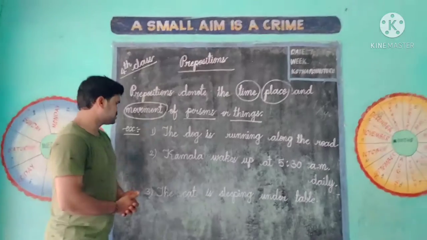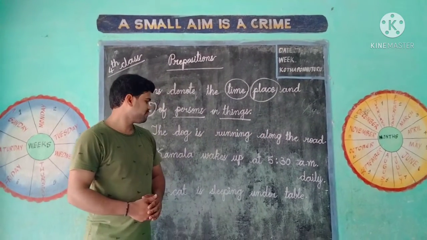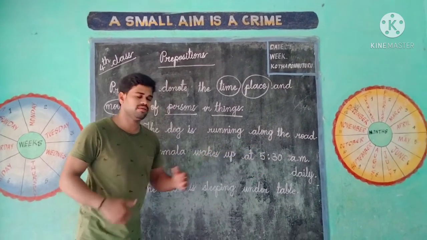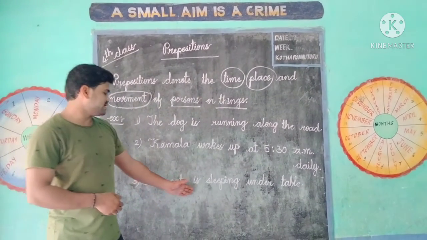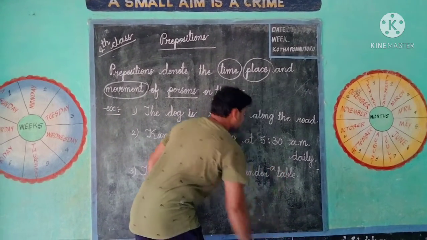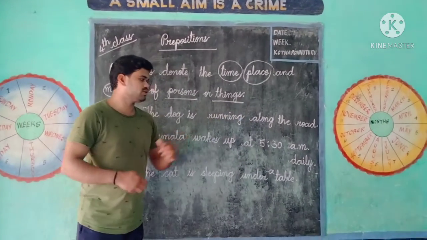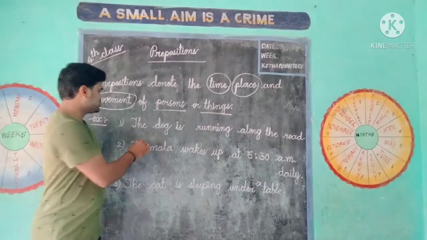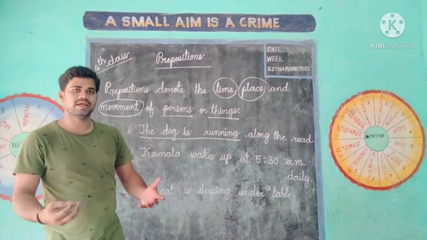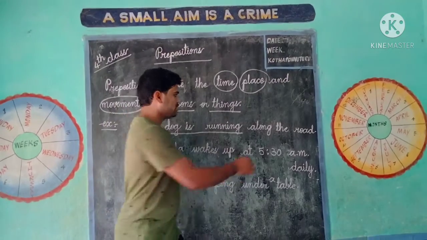Let's see some examples. The dog is running along the road. Kamala wakes up at 5:30 a.m. daily. The cat is sleeping under a table. First one: the dog is running along the road. Here, the dog is running is a phrase. It has meaning. It is a meaningful phrase.